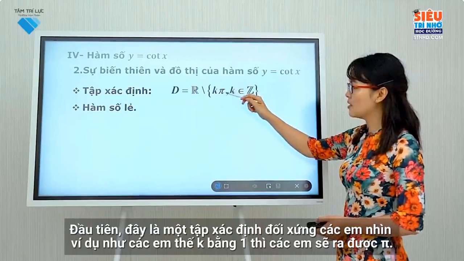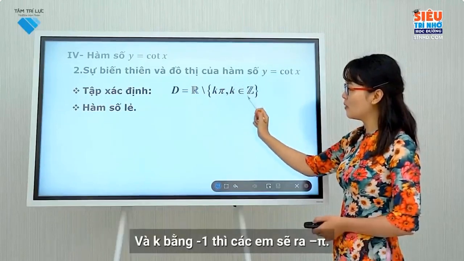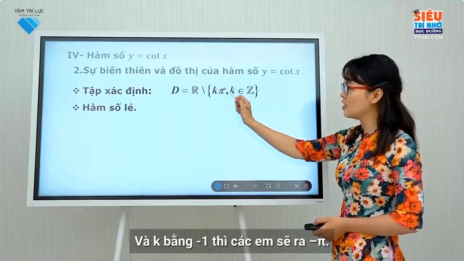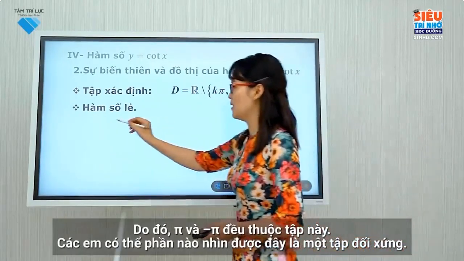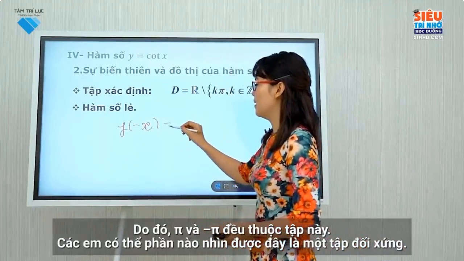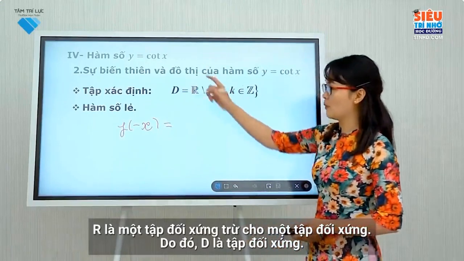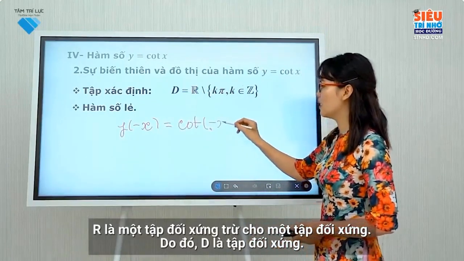For example, let k equals 1. Then we get pi as the result. When k equals -1, the result is negative pi. Therefore, both pi and negative pi belong to this set. Then you all can see that this is a symmetric set. R is a symmetric set, and removing a symmetric set from it leaves a symmetric set. Thus, D is a symmetric set.